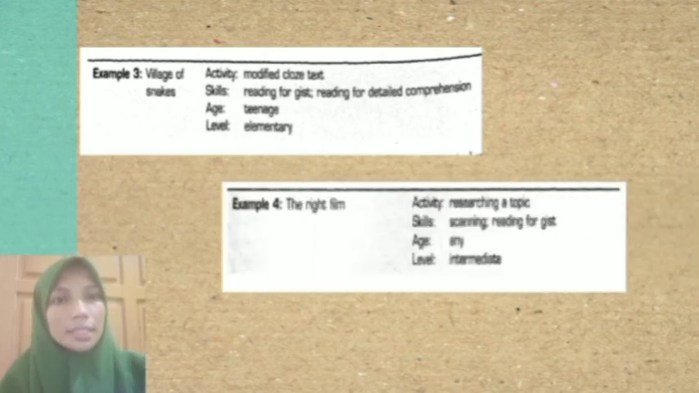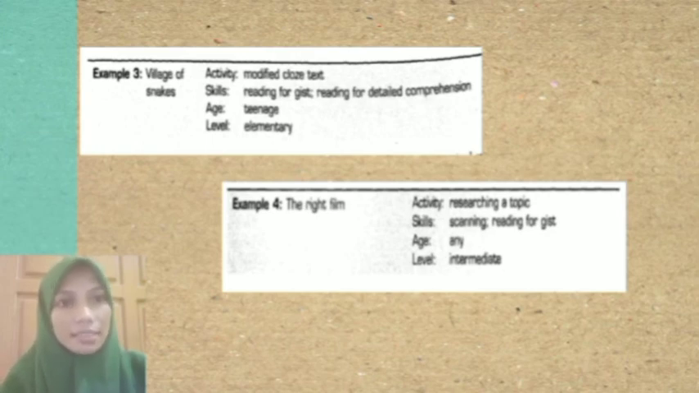The next, example 4. The activity: searching a topic; skill, scanning, reading for gist; age, any; level, intermediate. The following examples show how computers and the internet can be used in class or in a self-access computer center to get students searching for information in an entirely realistic and enjoyable way.